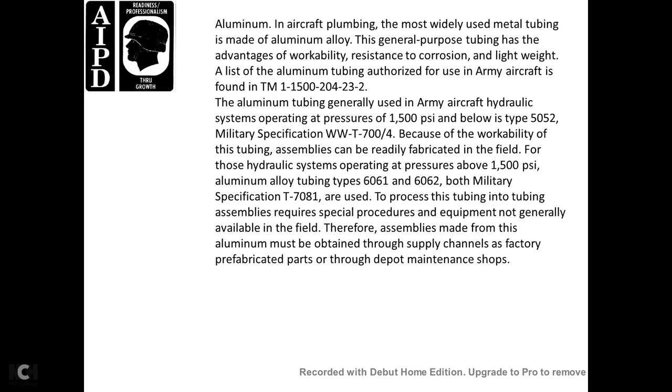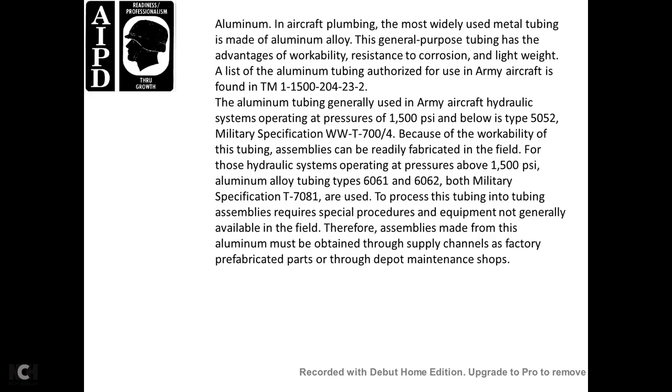Aluminum. In aircraft plumbing, the most widely used metal tubing is made of aluminum alloy. For general purpose tubing, the advantages are workability, resistance to corrosion, and light weight. A list of aluminum tubing authorized for Army aircraft is found in TM 1-1500-204-23-2. Aluminum tubing generally used for the Army aircraft hydraulic system operating with a pressure of 1500 psi or below is type 5052, military specification WW-T-700/4. Because of the workability of the tubing, assemblies can be readily fabricated in the field for those hydraulic systems operating with a pressure of 1500 psi.